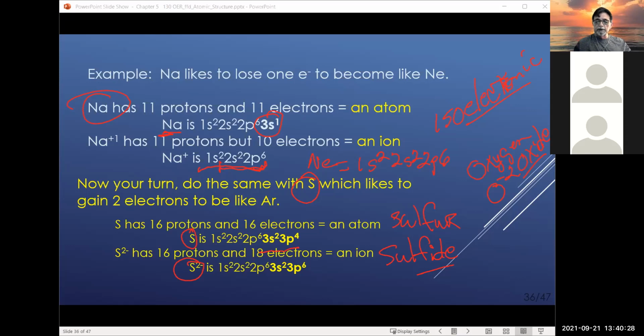Let me tell you another one. Extrapolate. Bromine. It's going to gain one electron. What do you think its new name would be? Bromide. You got it.